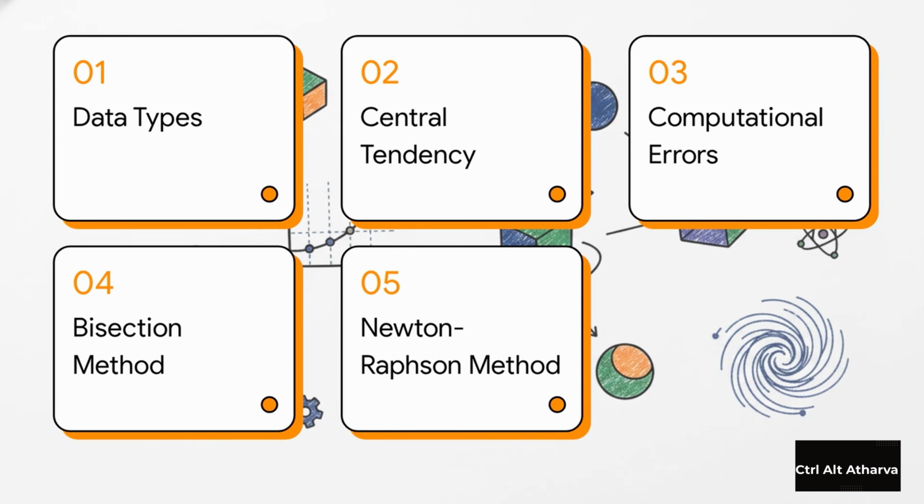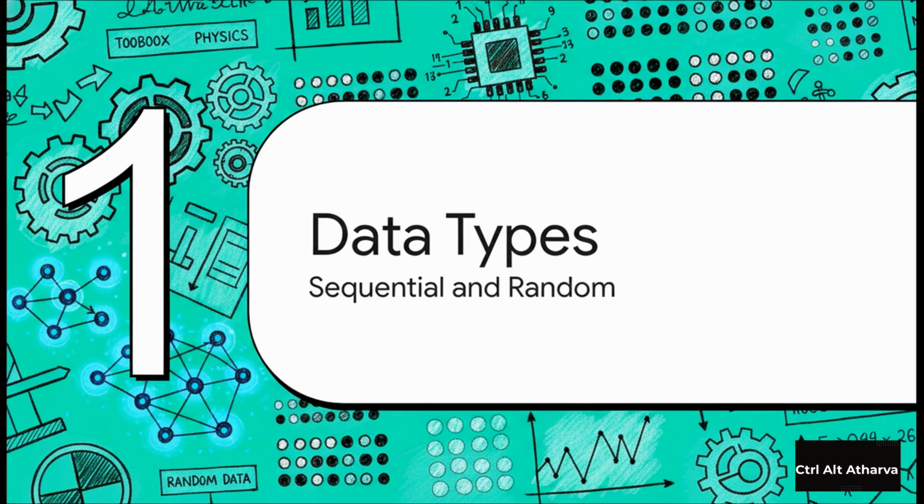sessions. Okay, let's dive right into this. Here is a quick look at our agenda. We are covering data types, central tendency, computational errors, the bisection method, and finally, the Newton-Raphson method. Let's get started. Section 1.